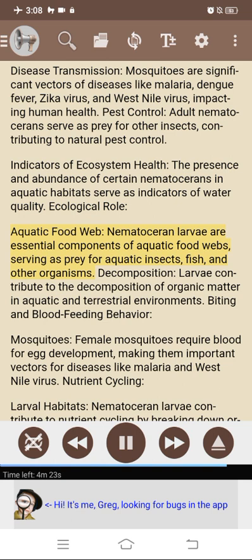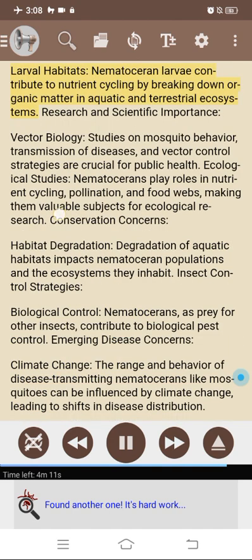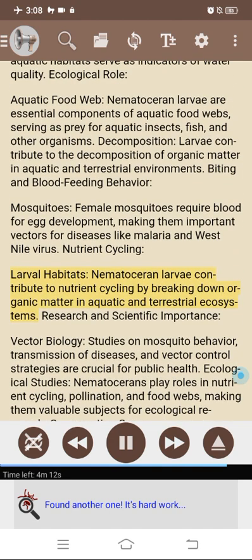Ecological role. Aquatic food web. Nematodes and larvae are essential components of aquatic food webs, serving as prey for aquatic insects, fish, and other organisms. Decomposition. Larvae contribute to the decomposition of organic matter in aquatic and terrestrial environments. Biting and blood feeding behavior. Mosquitoes. Female mosquitoes require blood for egg development, making them important vectors for diseases like malaria and West Nile virus. Nutrient cycling. Larval habitats. Nematode larvae contribute to nutrient cycling by breaking down organic matter in aquatic and terrestrial ecosystems.